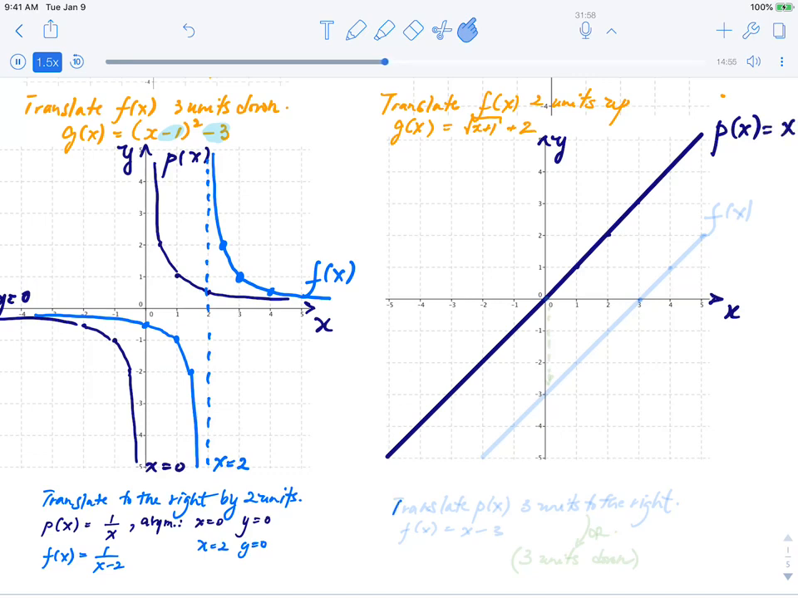And I will say translate p of x 3 units to the right. It's not supposed to be a trick question. It's just, it will hopefully raise some questions. So graph and expression. 3. It's a 3. You don't have room for 8. Okay.